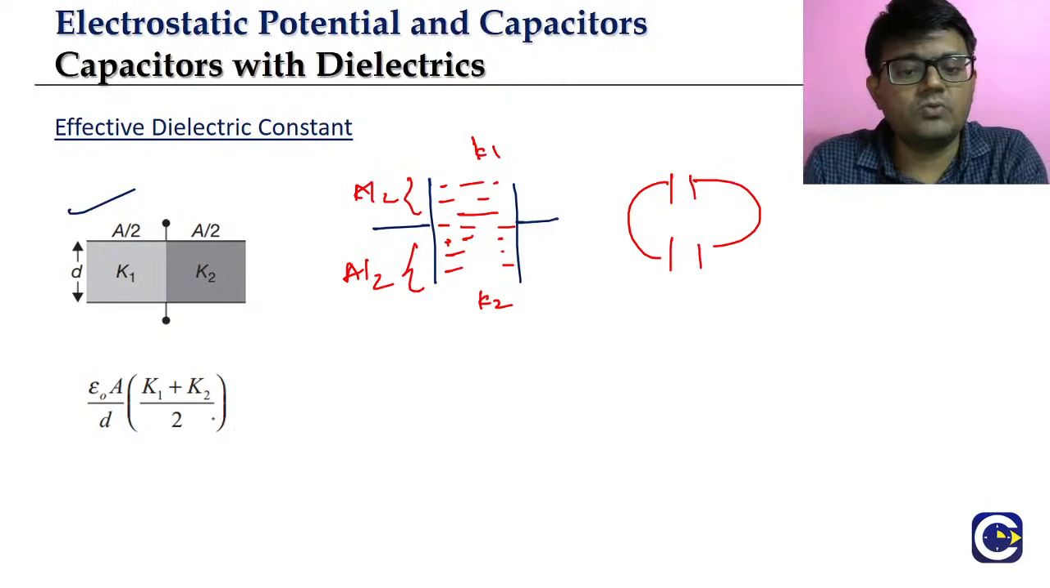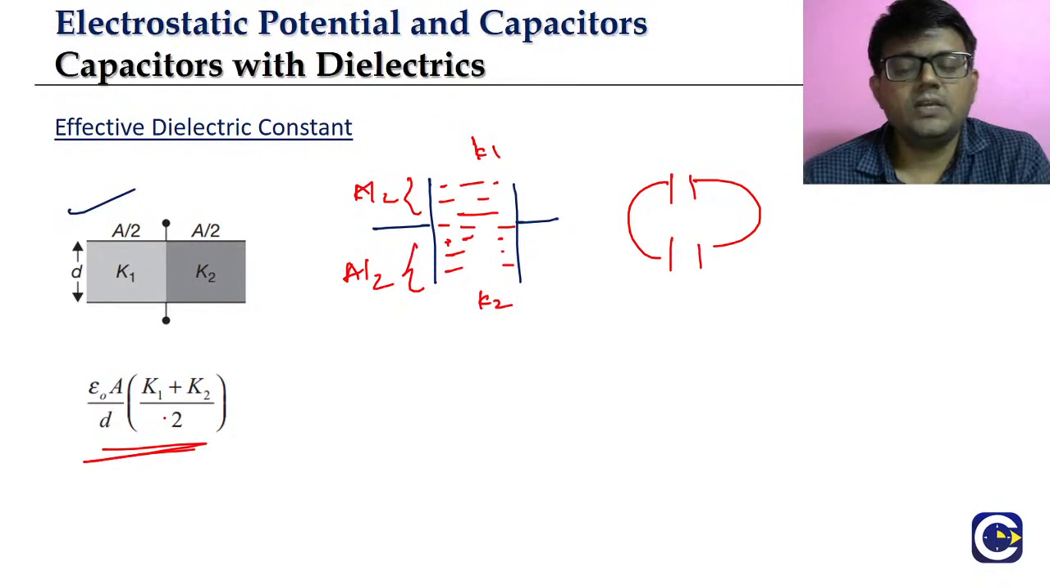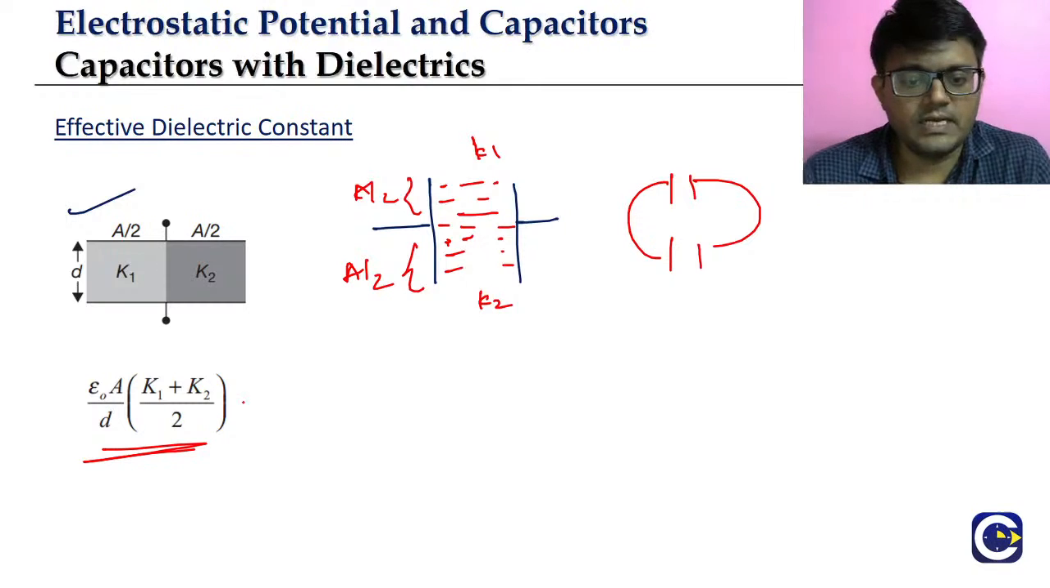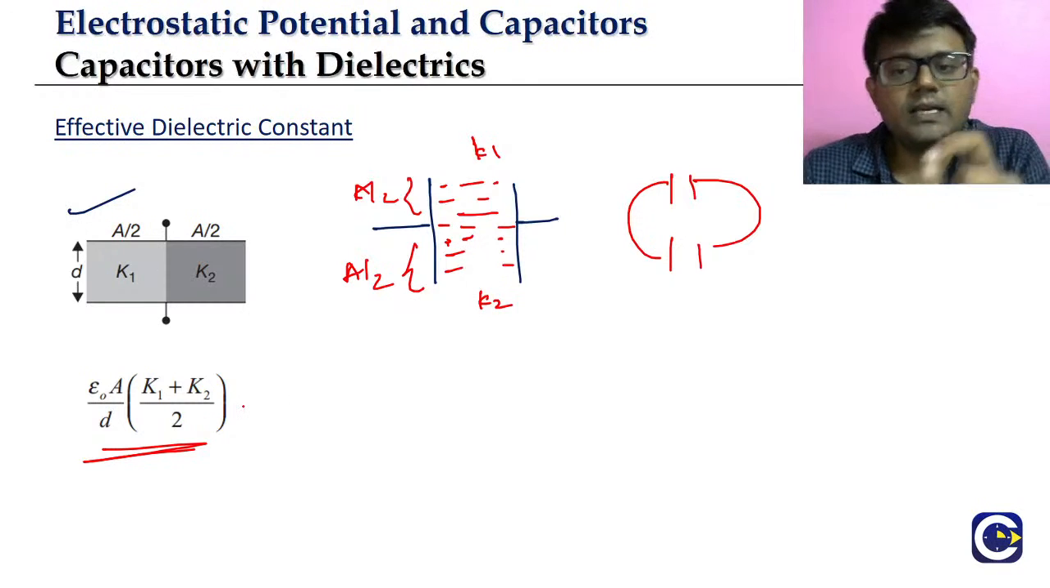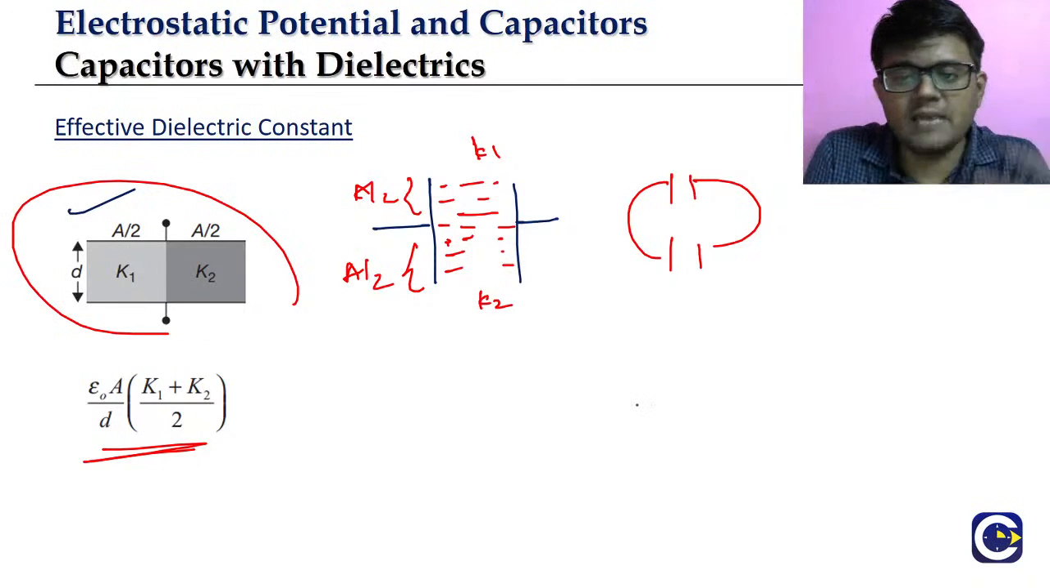We are even able to find out the capacitance value. The equivalent capacitance value, what is it? A epsilon naught by D into K1 plus K2 by 2. This is the equivalent capacitance of this particular arrangement. So, same concept, right?